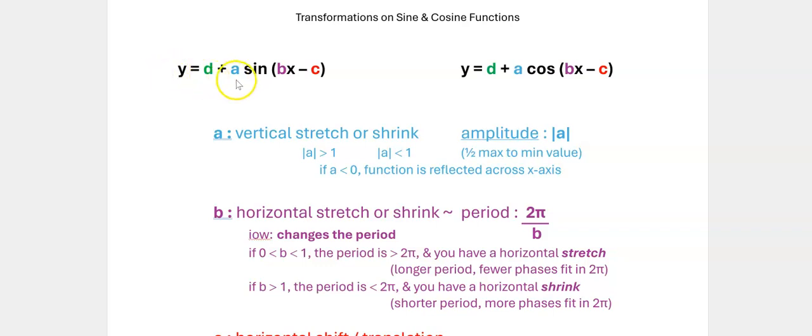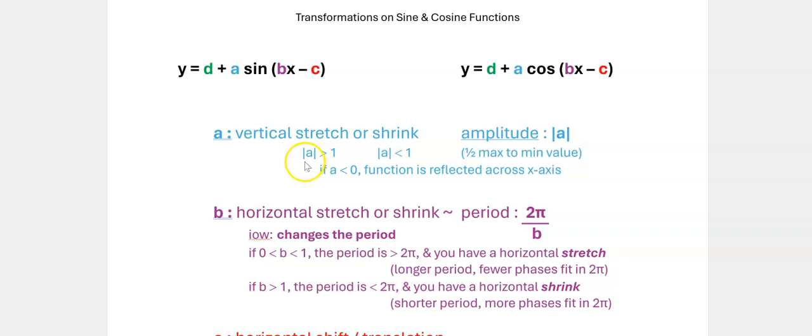y equals d plus a sine of bx minus c, or y equals d plus a cosine of bx minus c. And we're going to talk about what the a, b, c, and d mean with these trigonometric functions. And I will show you what they look like on Desmos. Okay, a is a vertical stretch or a shrink, so it's a coefficient that the sine of x or cosine of x is multiplied by. It stretches your graph just like the a value would in other functions. It either stretches it or shrinks it.